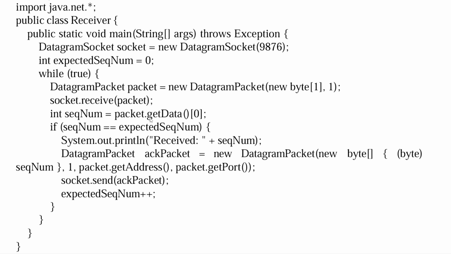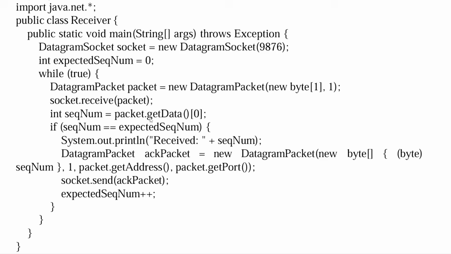Next, here we are creating the acknowledgement packet. It creates an acknowledgement packet that contains the sequence number of the acknowledged packet. It sends the acknowledgement to the sender's IP address and the sender's port number. Next, once we create the acknowledgement packet, the next step is send acknowledgement. Socket.send(acknowledgement packet). So here it sends the acknowledgement to the sender. The sender uses this to slide its window forward.